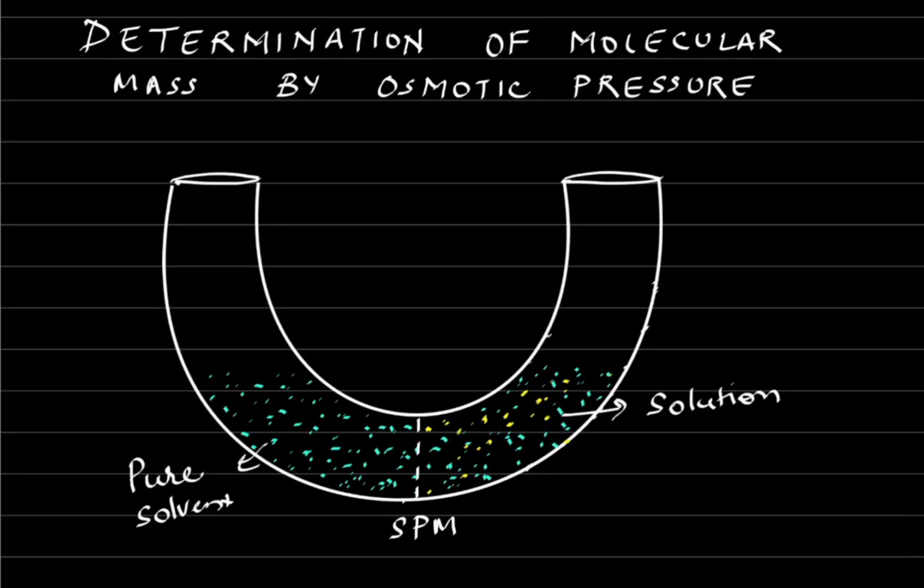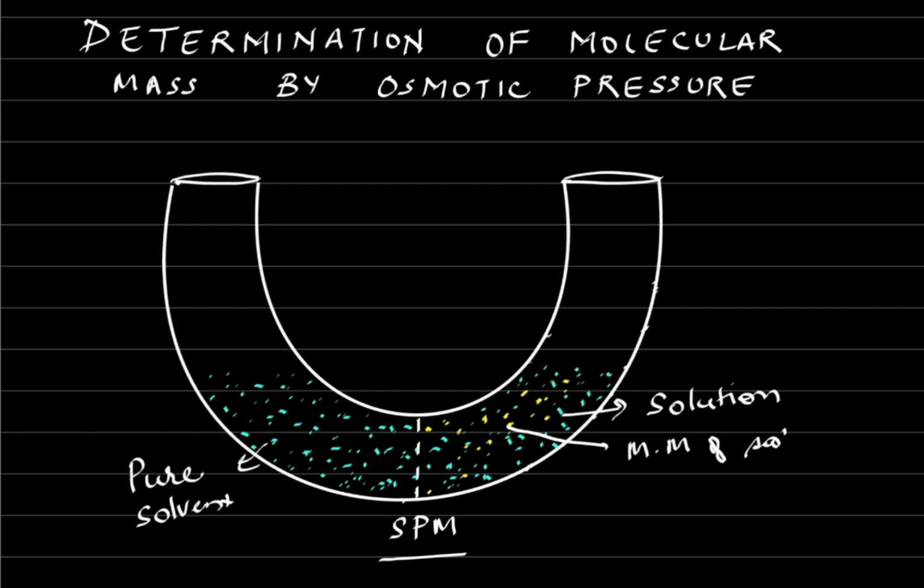Let's talk about determination of molecular mass by osmotic pressure. Imagine you have a U-tube separated by a semi-permeable membrane. On the left-hand side of the membrane, you have pure solvent, and on the right-hand side, you have a solution. Now let's say you know the concentration of solution, but you don't know the molecular mass of solute.